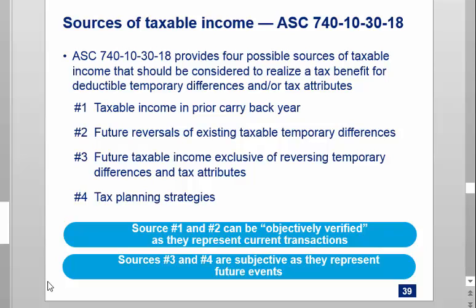Future taxable income exclusive of reversing temporary differences is number 3. So in English that just means I'm going to make money in the future, right? So if I'm into it and I made money for the last like a gazillion years, and you guys buy TurboTax every year, and I feel like I'm just going to keep making money, it's really easy to rely on this, right?